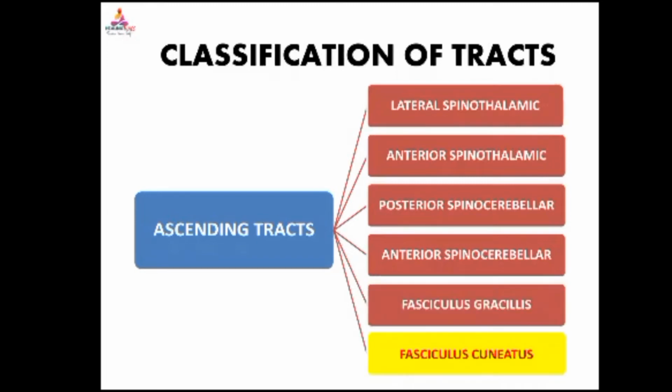Then the fasciculus cuneatus, also located in the posterior white column of the spinal cord, originates from the dorsal root ganglia of spinal nerves of the same side, then terminates in the nucleus cuneatus of the medulla of the same side. Its function is the same as the fasciculus gracilis, that is joint sense, vibration sense, two-point discrimination, stereognosis, and conscious kinesthesia.